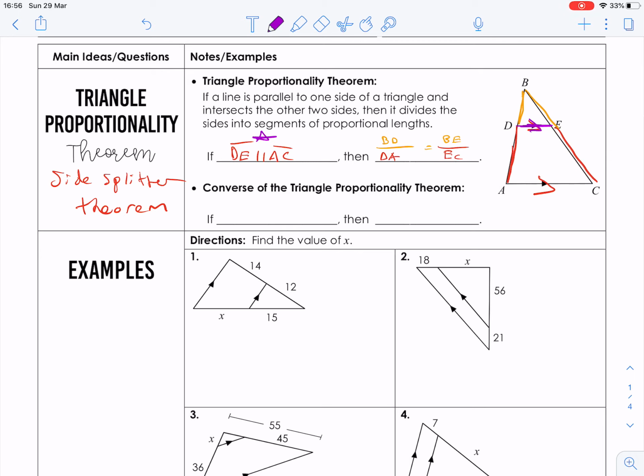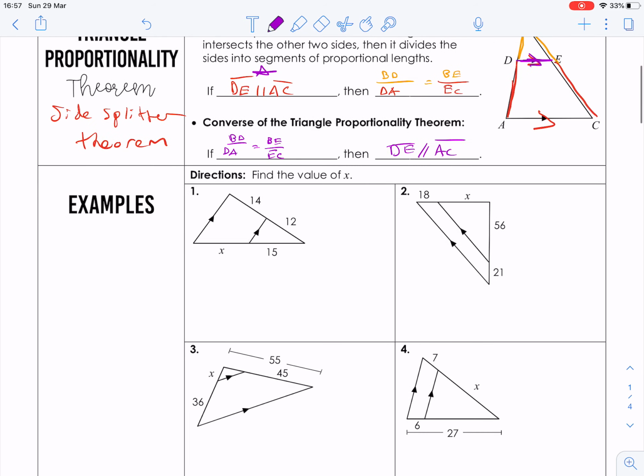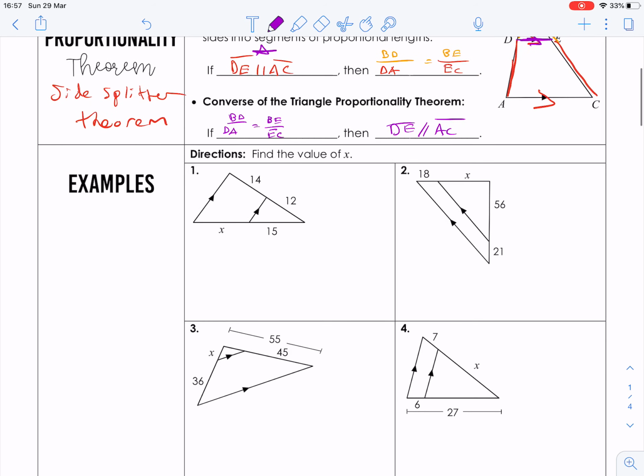That's basically it. And the converse, the reverse, says if the sides are proportionate, that means DE must be parallel to AC. And if these are not proportional, then these are not parallel. But if they are equal and proportional, then they must be parallel. So that's the converse. Let's go through some examples here.